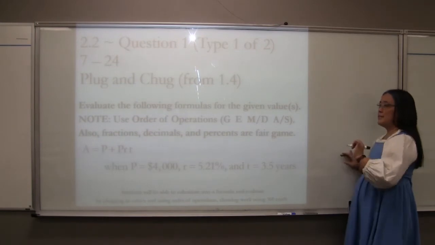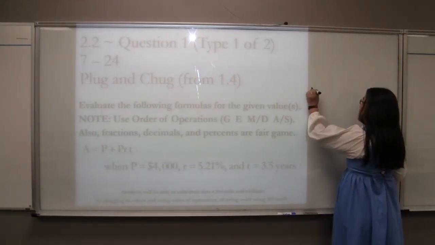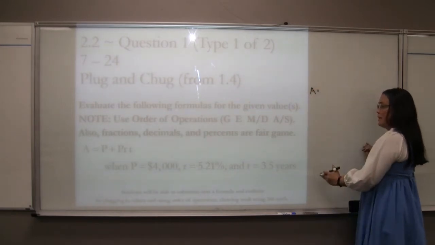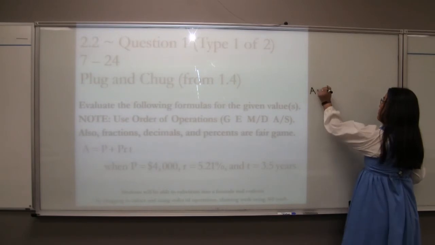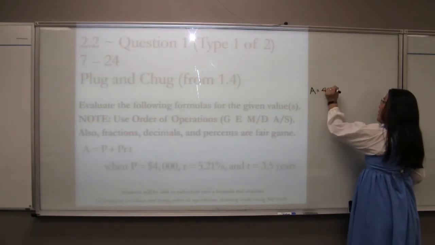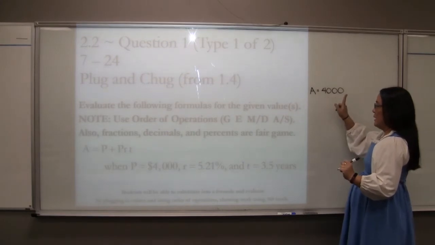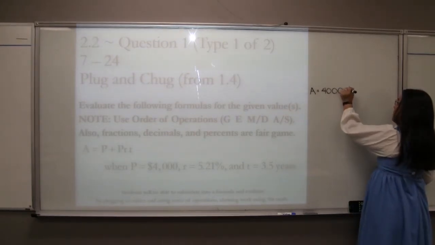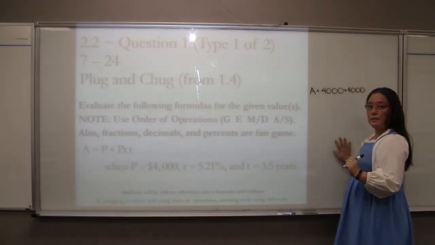Notice the formula has an equals. We need to keep the equals on the left-hand side of each line working down the page. A equals P. Our P number is $4,000. While we are working on the math, we actually don't have to have the dollar sign. Plus P again, times.